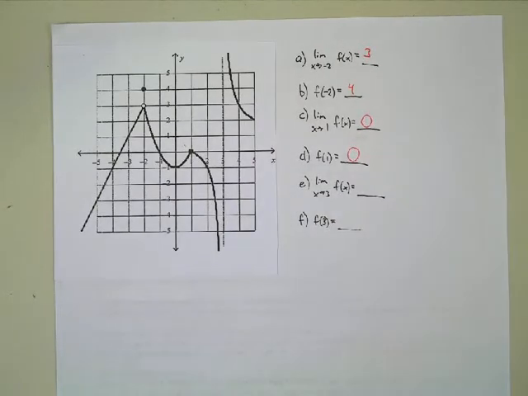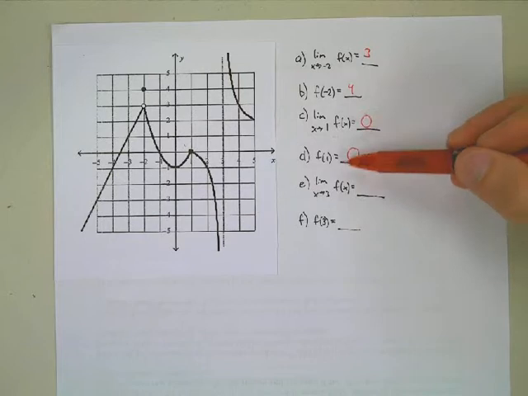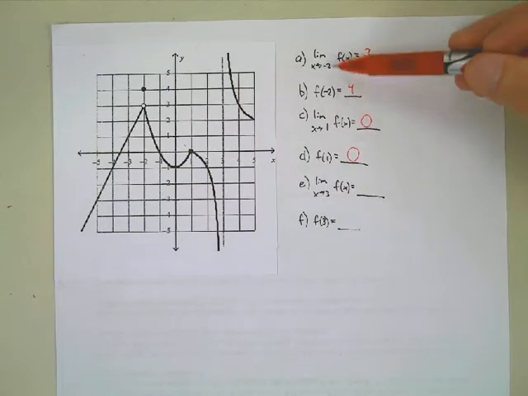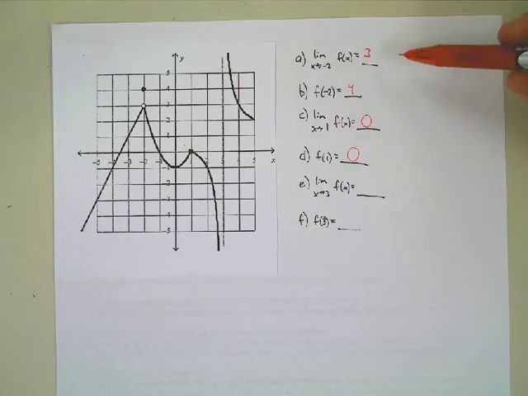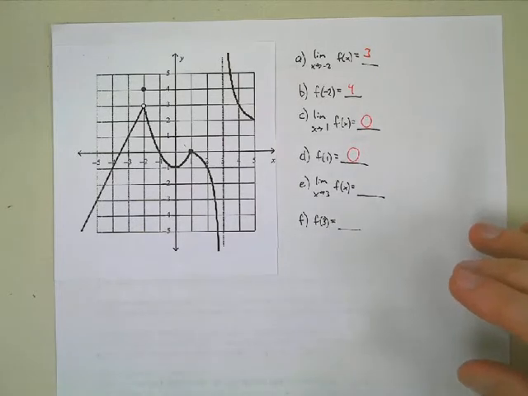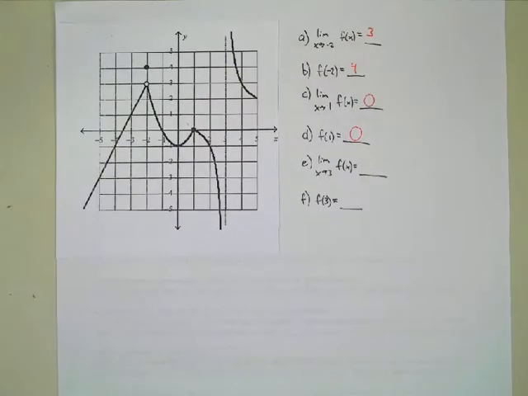So in this case, the limit and the function value at x equals 1 are the same. In A and B's case, the limit and the function value are not the same, right? Remember I gave you that super starred statement in the notes: just because a function exists at a certain point does not mean the limit exists. The existence of a limit and the existence of a function at a point do not necessarily depend on each other.